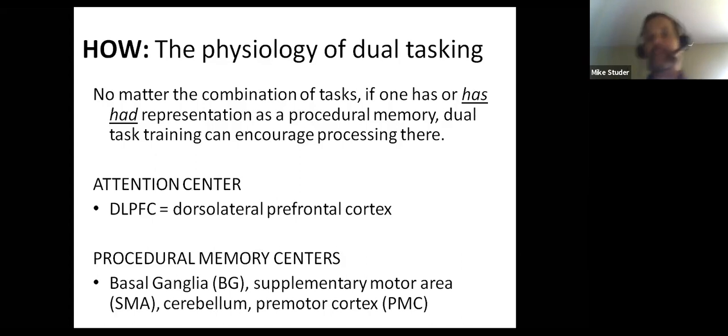When we ask them to dual task, we're asking to absorb part of the resources of the DLPFC, the attention center, so that the individual is essentially constrained. And yes, you can think about this as constraint-induced learning. The individual is constrained or forced to use the procedural memory centers, which you'll see down here: basal ganglia, supplementary motor cortex, cerebellum, premotor cortex. They're forced to use those centers that are the natural centers performing the task of walking, dressing, brushing your teeth, etc., so that they are using the more natural centers to process the task.